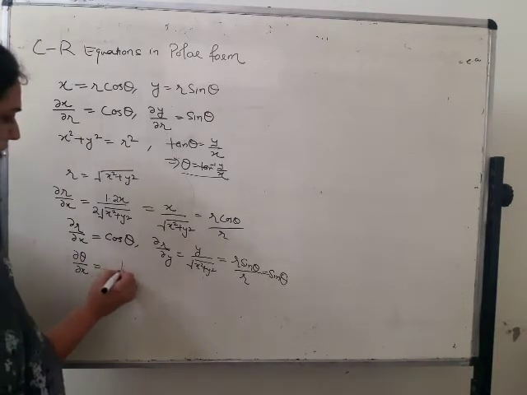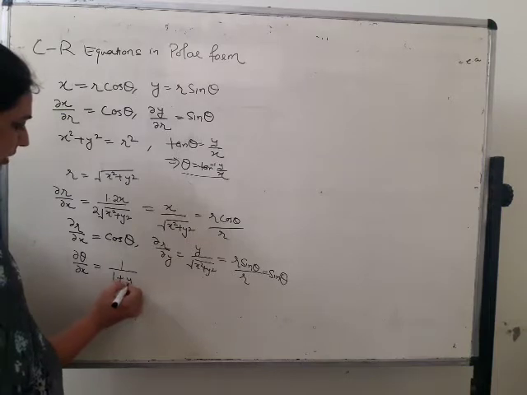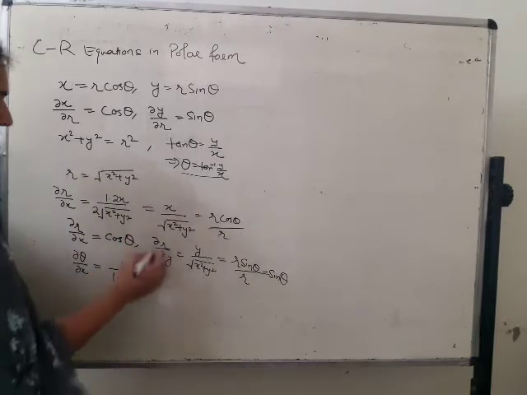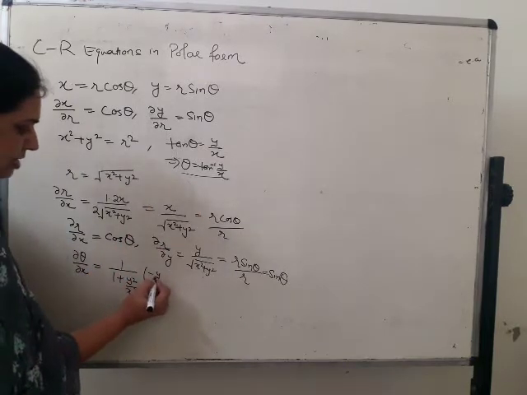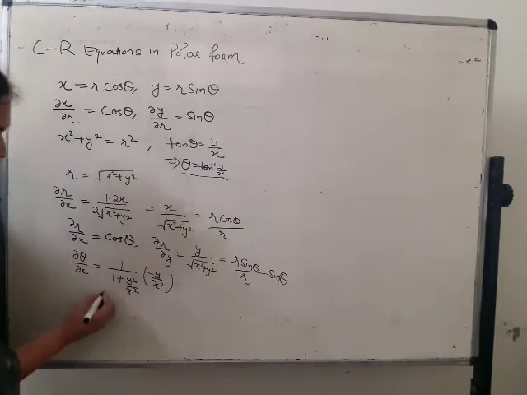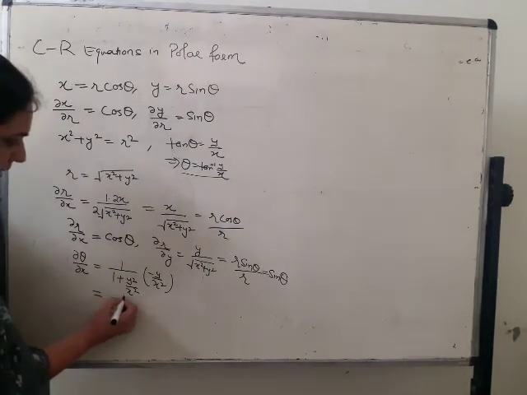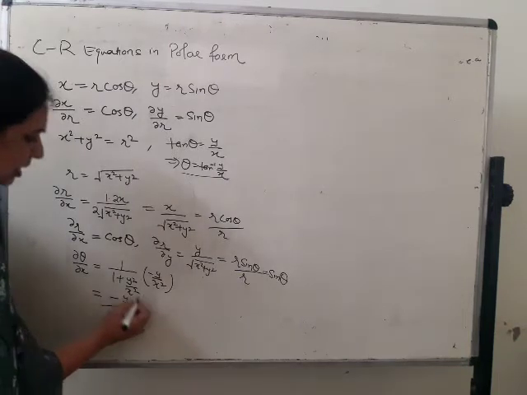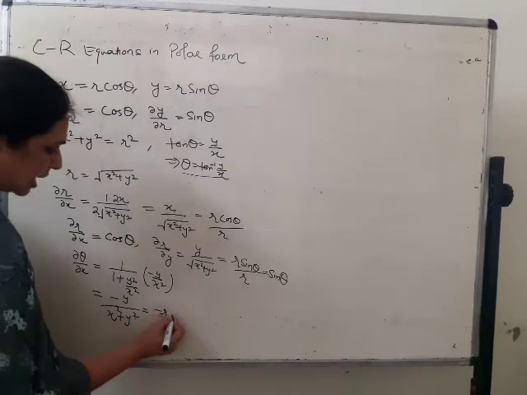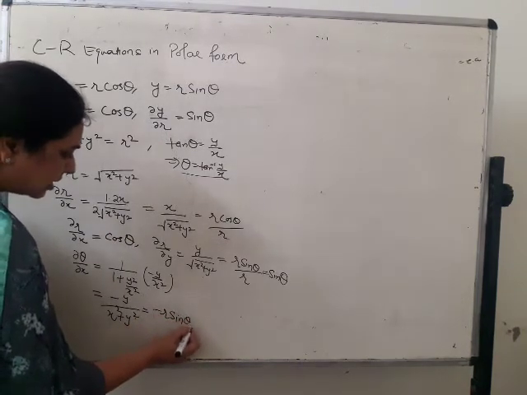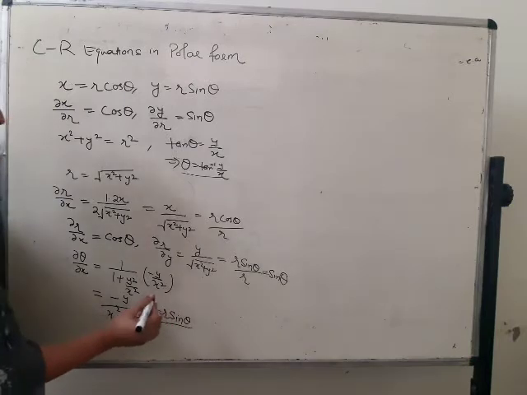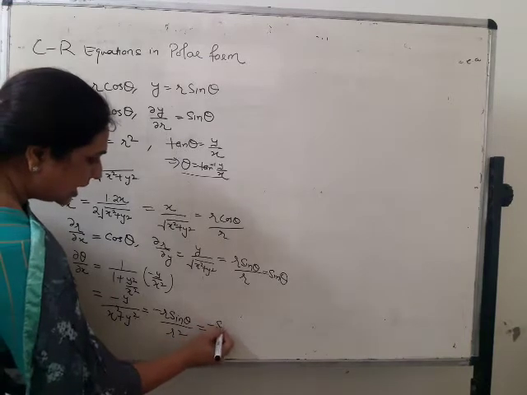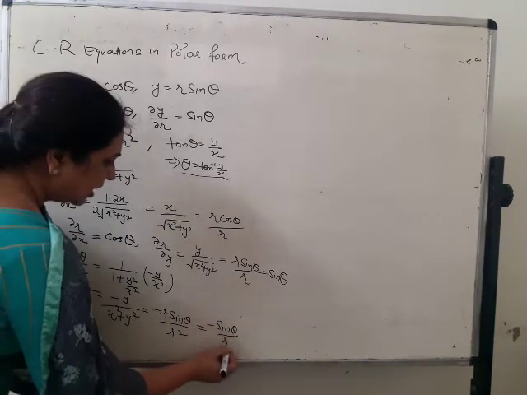Then from this relation, we find the derivative of theta with respect to x. This is equal to 1 upon 1 plus y square by x square. As the derivative is with respect to x, the derivative of y upon x is minus y upon x square. This is equal to minus y divided by x square plus y square. Minus y is minus r sin theta, and x square plus y square is equal to r square. So this is equal to minus sin theta divided by r.